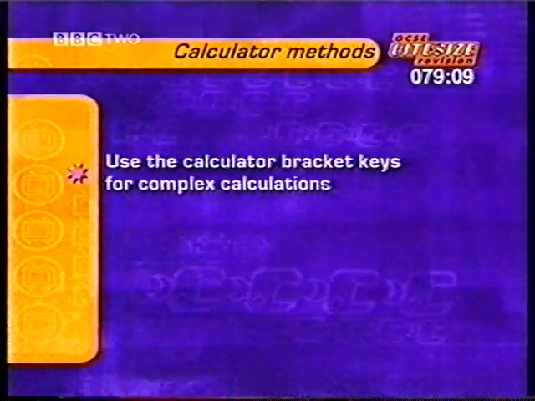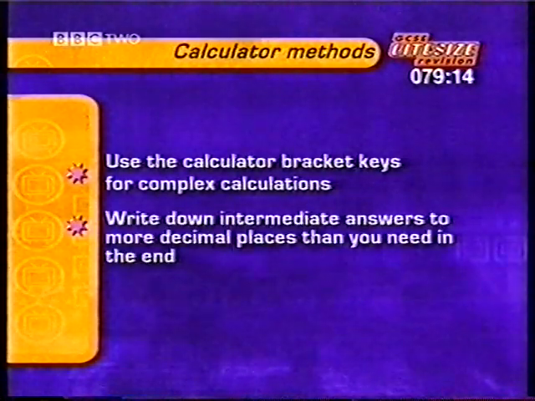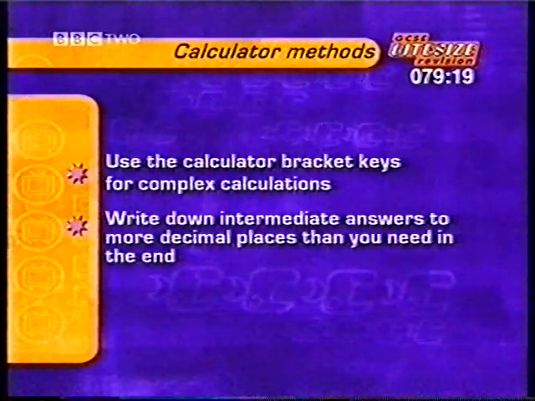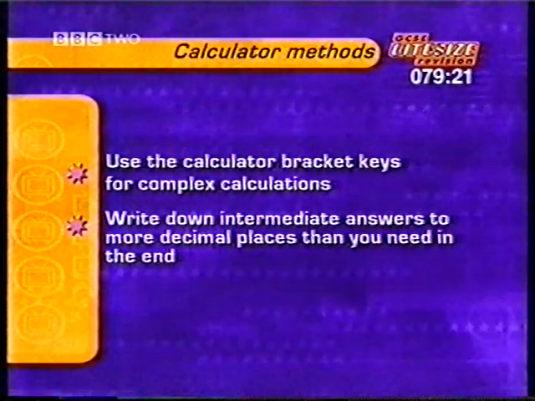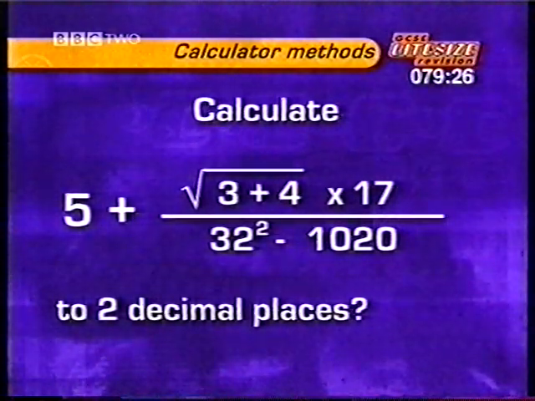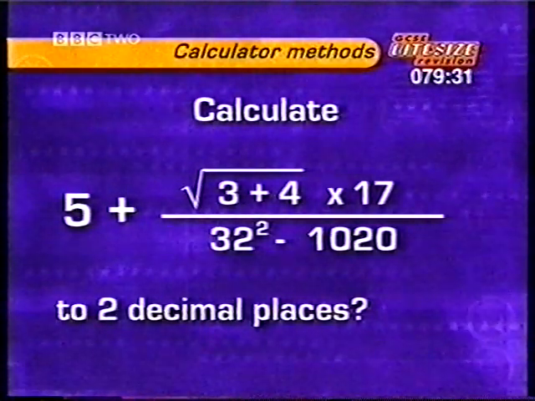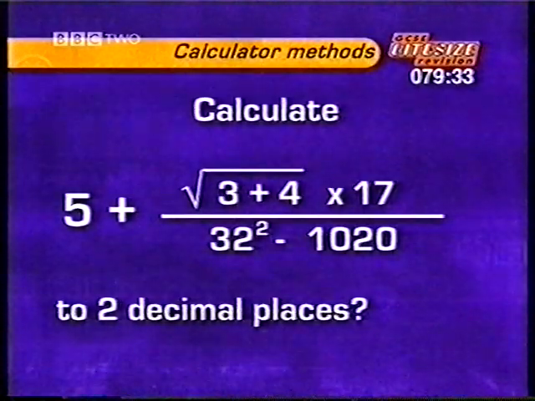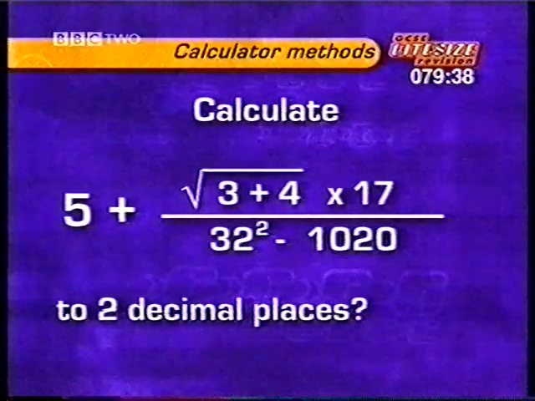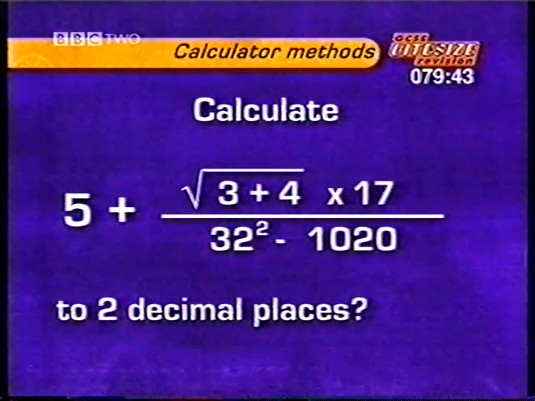2 more tips. Use the calculator's bracket keys to help with complex calculations. And if you need to write down parts of the calculation, write it to more decimal places than you'll need in the answer, so the calculation doesn't lose accuracy as you work through it. This is the sort of calculation you might be asked to do in the exam. If you start off left to right keying in 5 plus square root of 3 plus 4 and so on, you'll get the wrong answer. Have a go at doing this correctly on your scientific calculator.